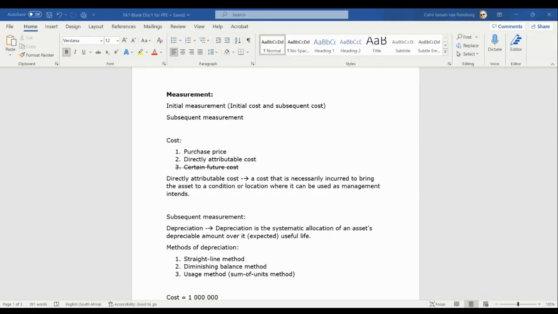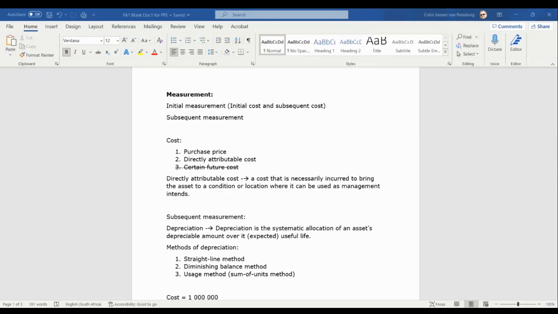Good afternoon, students. We are going to continue discussing property, plant, and equipment today. We are not going to continue with the notes that we started with on Monday. We'll continue with that next Monday when we have our joint session.